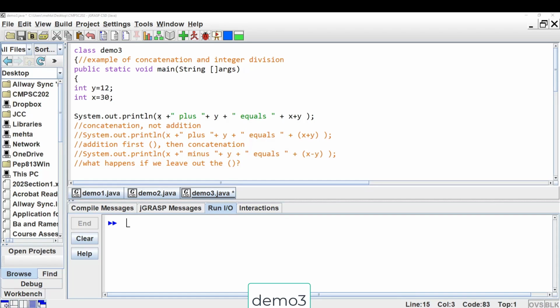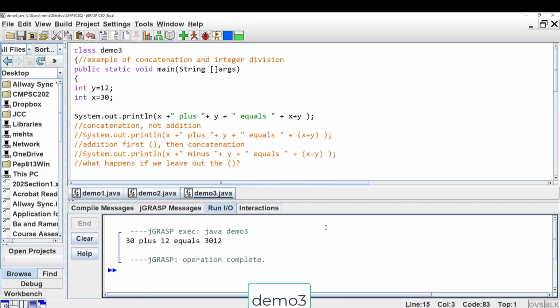So we're expecting here to see 30 plus 12 equals 42. And that's not what we get. Why is that? Because these are all concatenation, not addition. So when we get to here, it prints out 30 plus 12 equals, and then the next thing it prints out is the value of x, which is 30, followed by the value of y, which is 12. That wasn't what we wanted.